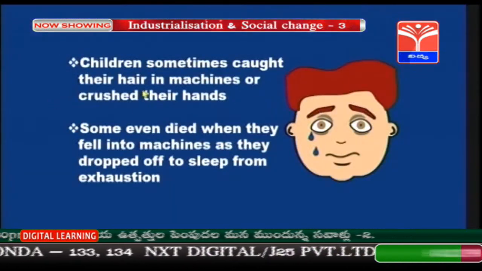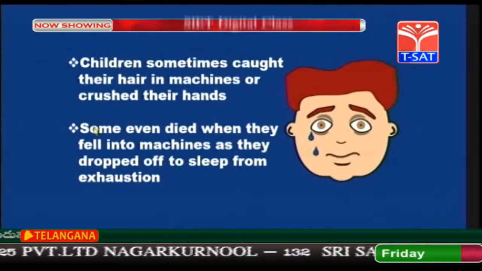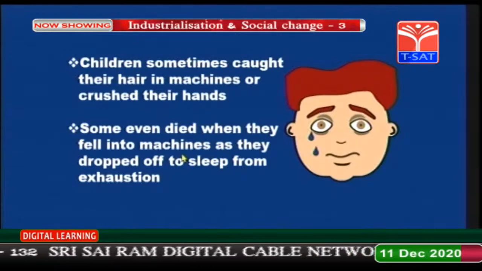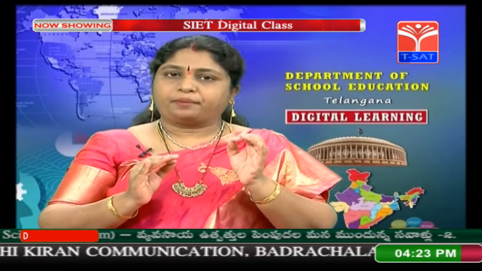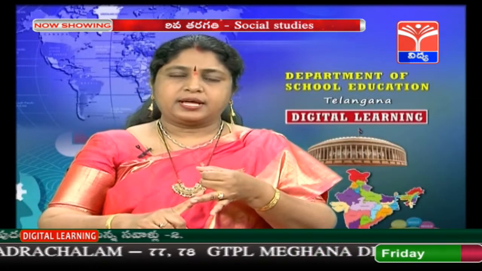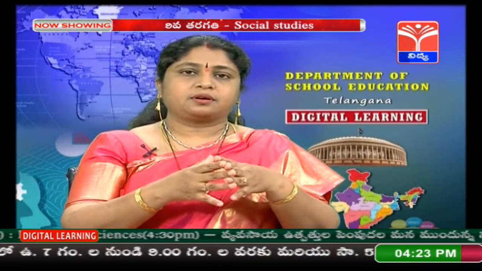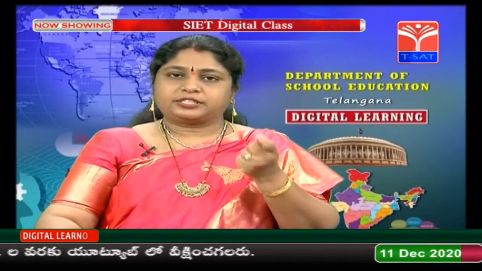Children sometimes caught their hair in machines or crushed their hands. Some even died when they fell into machines as they dropped off to sleep from exhaustion. Small children generally go to sleep after tiredness, isn't it? But here, after working for long hours, they were not given a small break, no proper food, no proper ventilation. Sometimes their small fingers or hair would go inside the machines, and their hands would even be cut off. Such a horrible situation, isn't it? Sometimes they even died because of exhaustion, because they used to sleep while working at the machines. Such a painful situation it was for them.